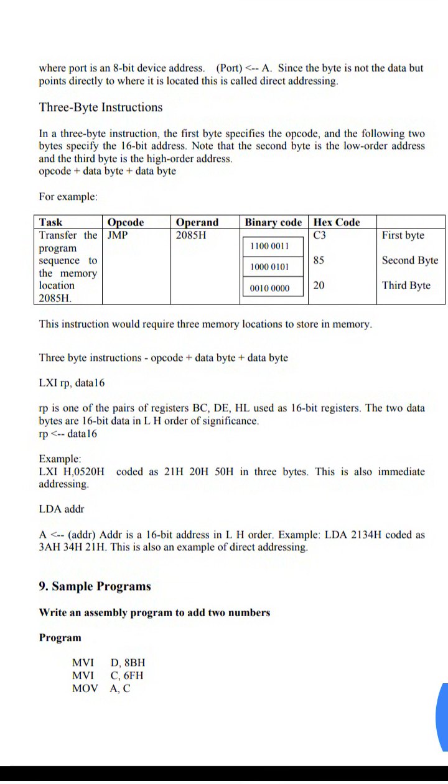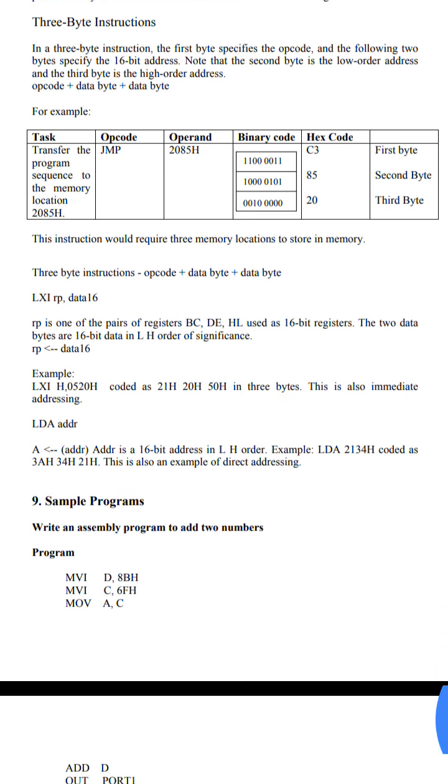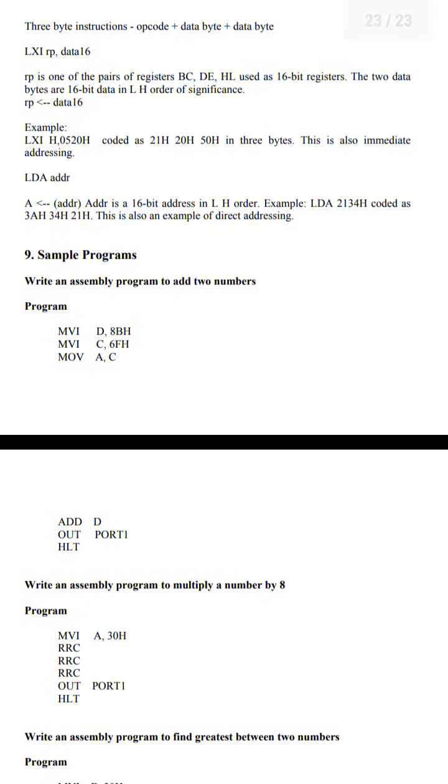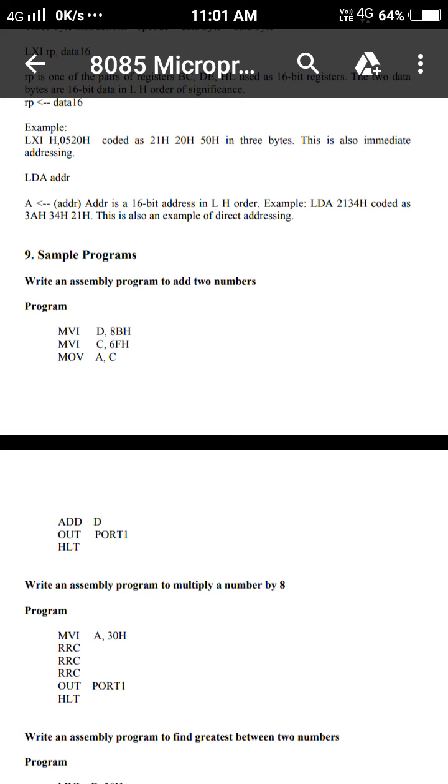And in a similar manner, there is the 3 byte instruction. In a 3 byte instruction, the first byte is naturally the opcode and the following 2 bytes represent the 16-bit memory address. So a 16-bit memory address is the lower order address and the higher order address. These are the 2 bytes along with one opcode. So in the next class we will see what are the different types of instructions used by the microprocessor.